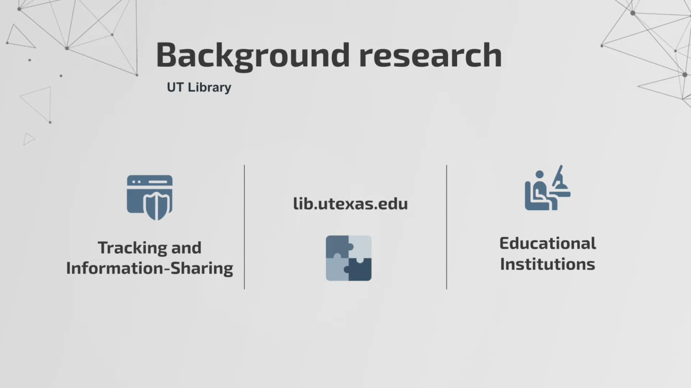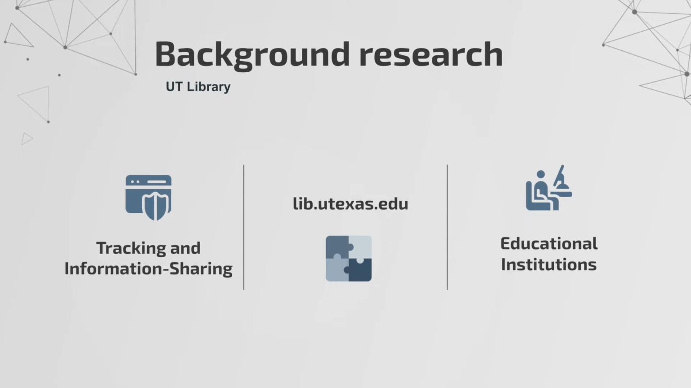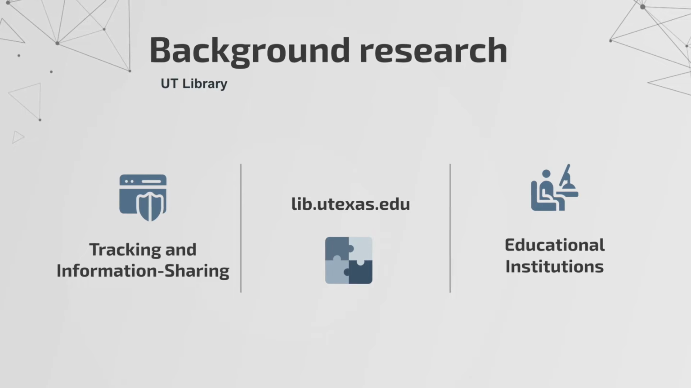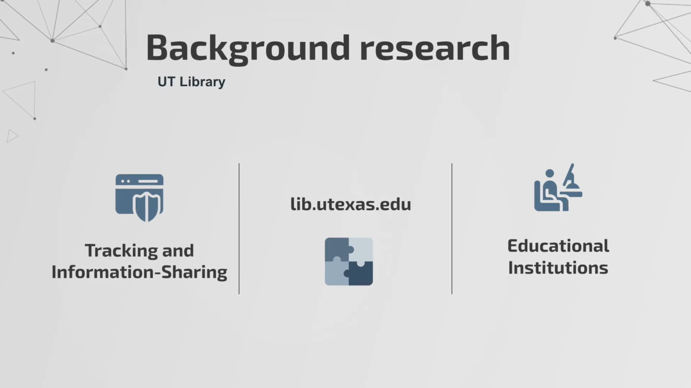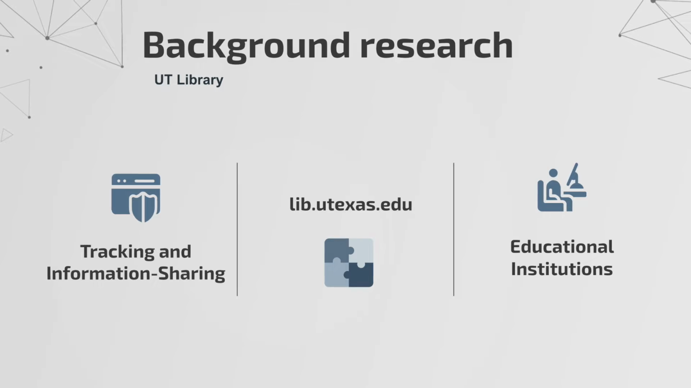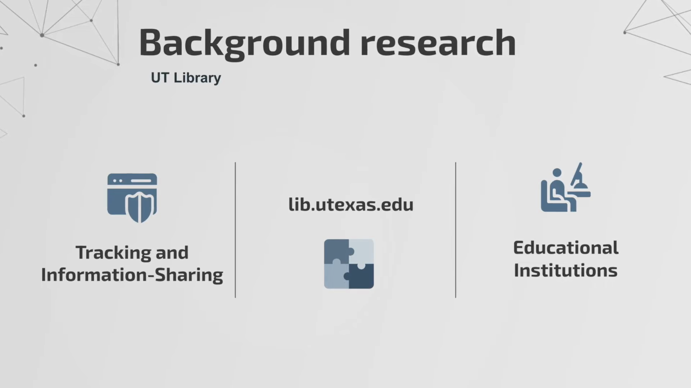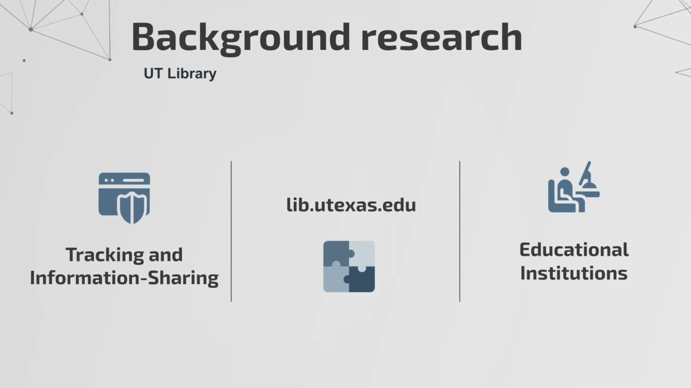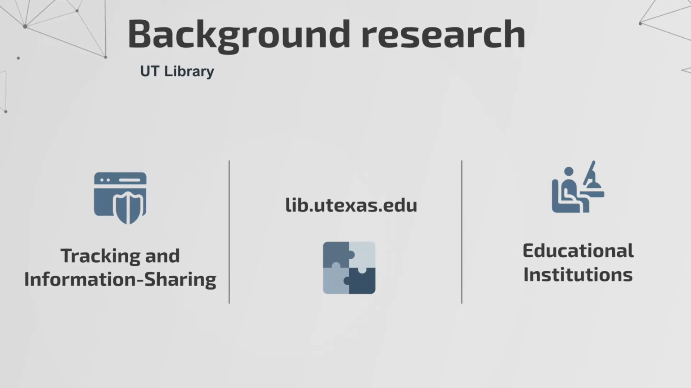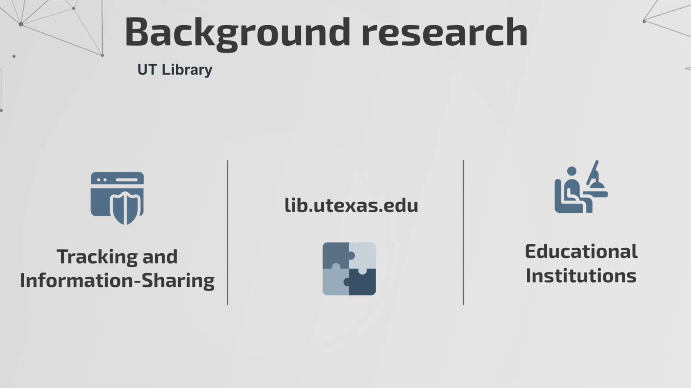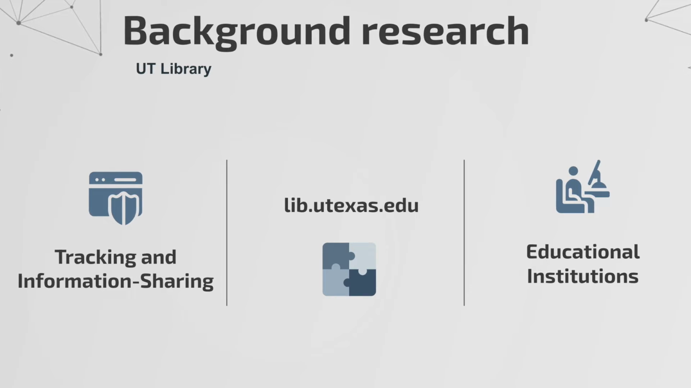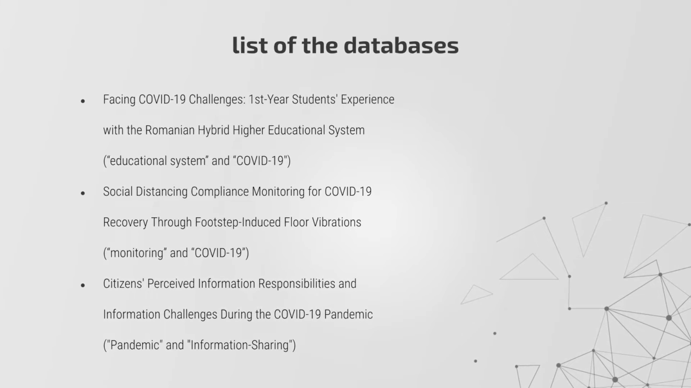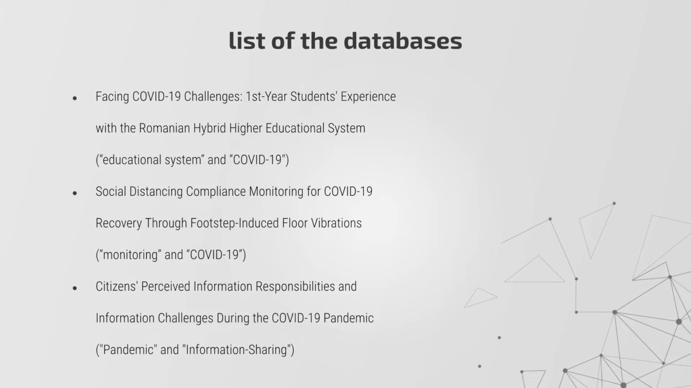I use UT Library to do my background research. I first researched tracking and information sharing, but then I realized that the group I was in is educational institution, so I have to combine them together. So what I did is I generate keywords and create search strings and use them to search the library catalog, UT library discover tool, and academic databases. So these are the three databases that I found relevant to my research.